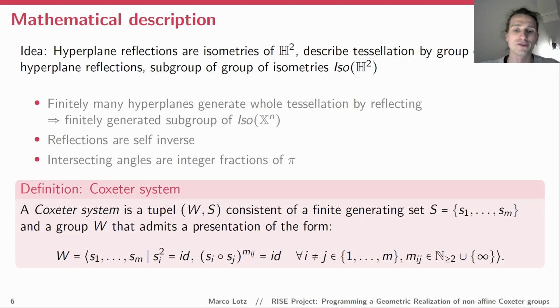This is the definition of a Coxeter system. So the gray conditions above are exactly the conditions from the simplices, and they translate to this definition. We have a finite generating system. Reflections are self-inverse. And here, I hope you see my cursor, these are called braid relations.